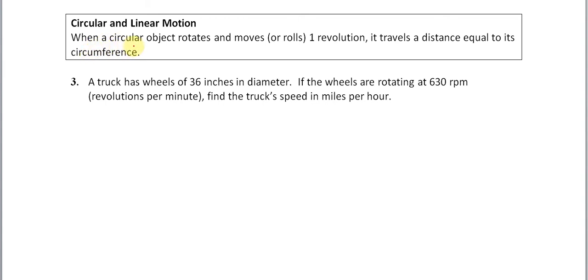When a circular object rotates and rolls 1 revolution, it travels a distance equal to its circumference. Let's say you have a wheel, and going all the way around it, it has a circumference of say 5 feet. When that wheel rolls, let's say I have a dot right here. Once this dot goes around the circle one time, the wheel has moved forward some amount. So let's say it made 1 full revolution, and this distance that it's traveling will be exactly equal to the circumference of this circle. Okay?